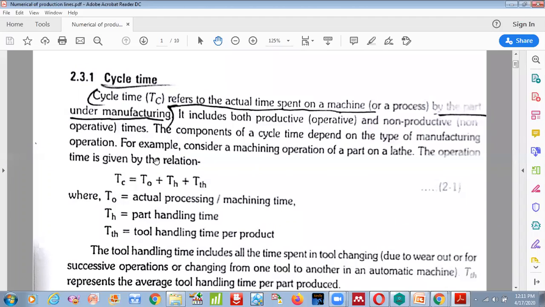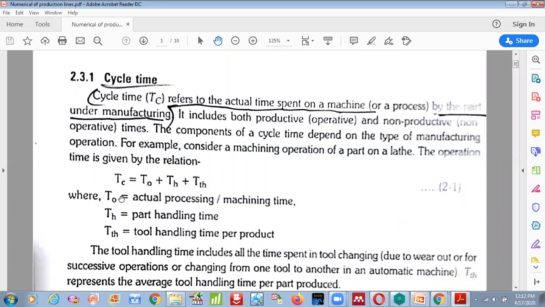To fix the tool, we need some time. To remove the tool, we need time. Is it clear? To set the speed, feed, and depth of cut, we need time. So all of it is included in the cycle time. That is what he says. Cycle time is nothing but the total and actual time. So it is given by Tc is equal to T0 plus Th plus Tth.